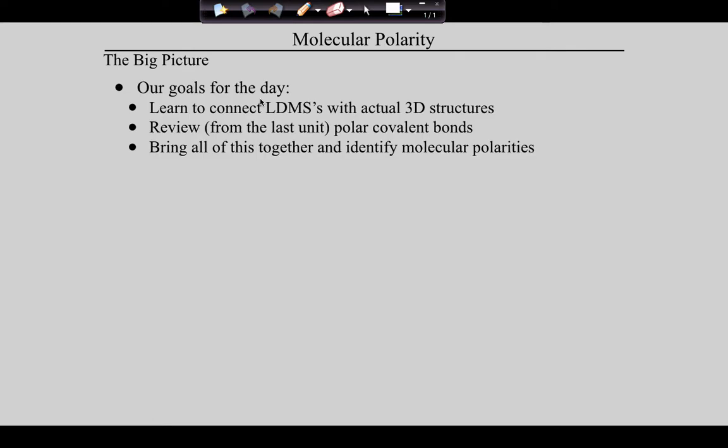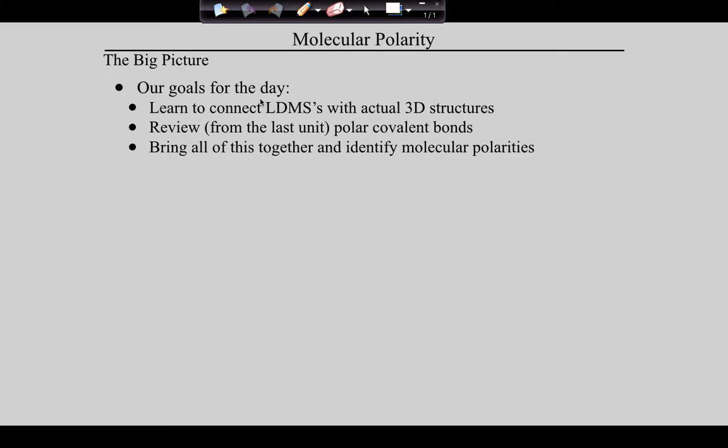goals for today. We're going to learn to connect these Lewis dot molecular structures that we drew on the last page of the test with what they look like three-dimensionally. Along the way, you don't need to know the names and the angles anymore. You don't need to know tetrahedral, trigonal pyramid, bent, straight, linear. You don't need to be able to name them. What you've got to be able to do is look at them and go, oh, that's what this molecule looks like. Then we're going to review really quickly polar covalent bonds.